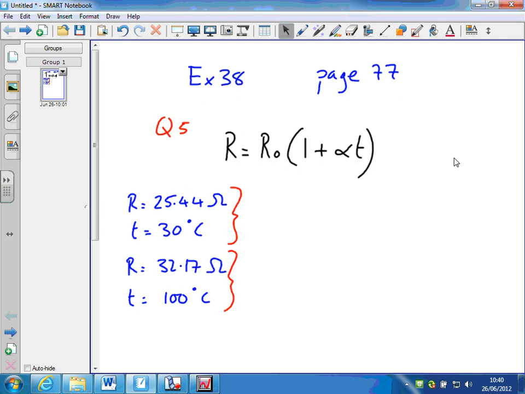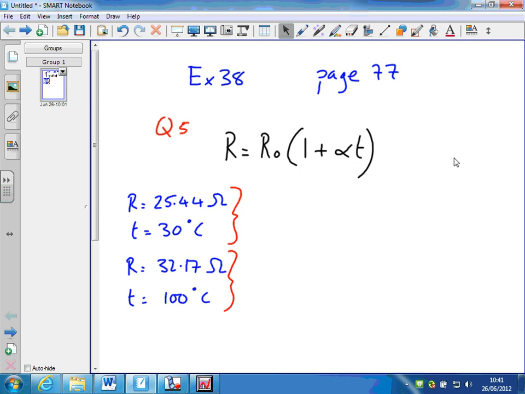What's the resistance of this particular component at 30 degrees? What's the resistance at 100 degrees? We can form 2 simultaneous equations and find alpha and R0. Once we've got those, you can plot a graph of resistance against temperature, and then we can use that graph to find values, which is the sort of thing that goes on in the advanced maths on the BTEC course, or certainly on other engineering maths courses. So let's try solving these simultaneous equations.